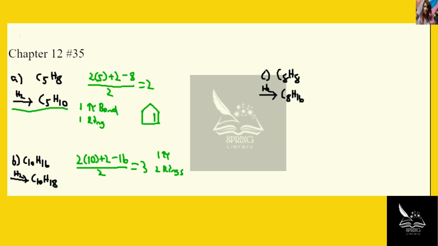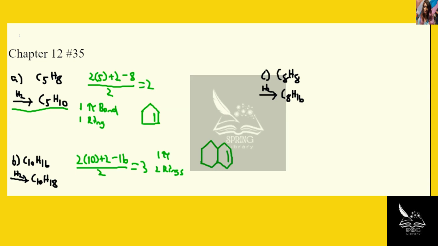And so something that we could draw that fulfills this formula could be 2 fused 6-membered rings with 1 double bond inside. So there we go. That structure fulfills that formula.